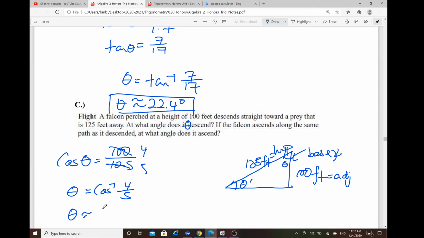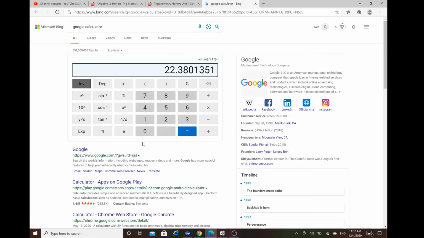Let's find out what that is. This one doesn't tell you how many decimal places you want to round. Normally we try to round to either one decimal place or to a whole degree, the whole unit with the integer. So inverse of cosine of 4 over 5 is about 37 degrees.